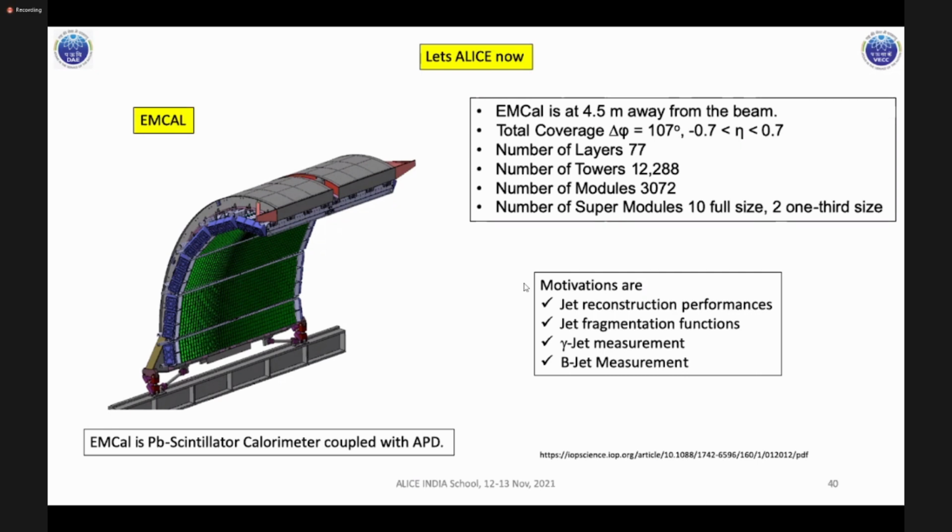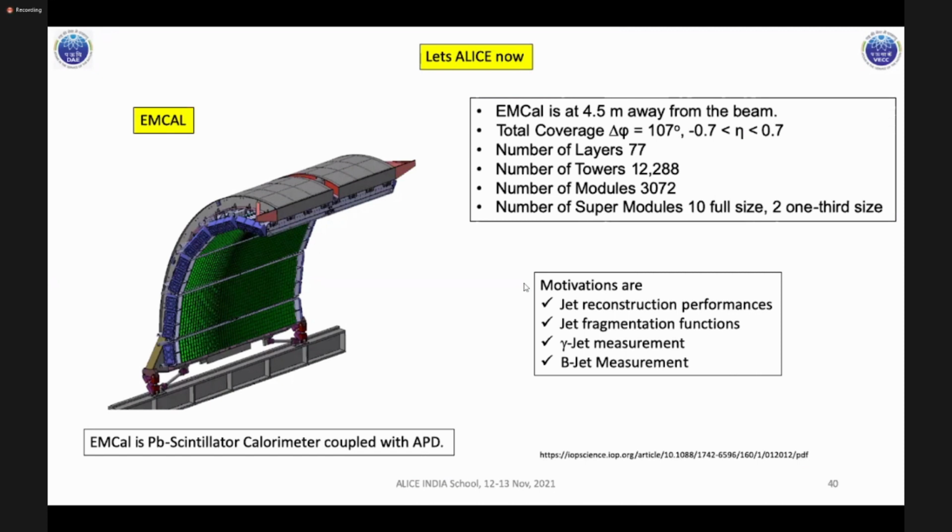And it has 77 layers. Number of towers in layers is 12,288, there are modules and super modules. What is the main purpose of this electromagnetic calorimeter? To find electrons and photons, since they will be producing electromagnetic shower that I have shown just a minute back.